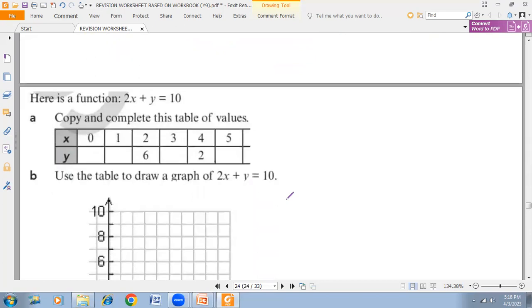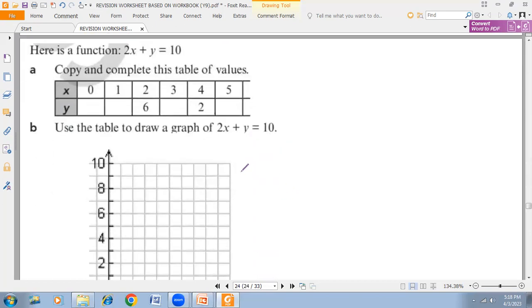Okay, moving on. Drawing a straight line graph. Okay, how do I actually know that this is a straight line graph? Very simple concept. Look at the equation or the formula given for this. The function given is 2x plus y equals 10.